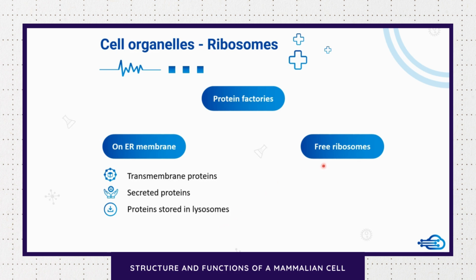On the other hand, the free ribosomes are responsible for synthesis of cytoplasmic proteins, that means the proteins which remain in the cell. These transmembrane proteins will go and attach on the membrane. Secreted proteins will go outside the cell, and the proteins stored in lysosomes will be present in that organelle, the lysosomes. But there are other proteins which are present in the cytoplasm itself, right? Those proteins are synthesized by free ribosomes. And there are proteins found in mitochondria and peroxisomes as well. So, these are all synthesized by free ribosomes.